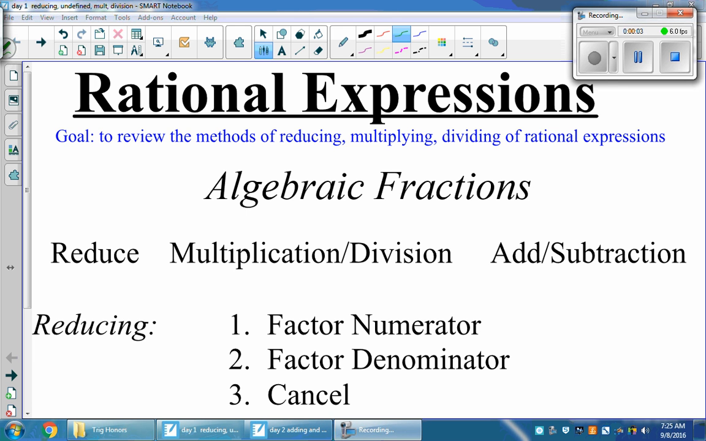Rational expressions. Welcome to your first flipped lesson of the year. Our goal is to review methods of reducing, multiplying, and dividing rational expressions, aka fractions.